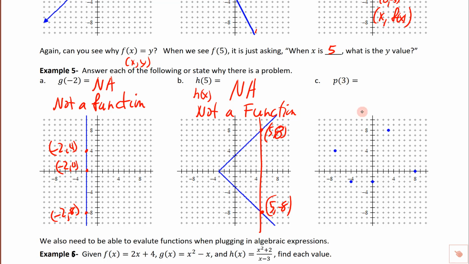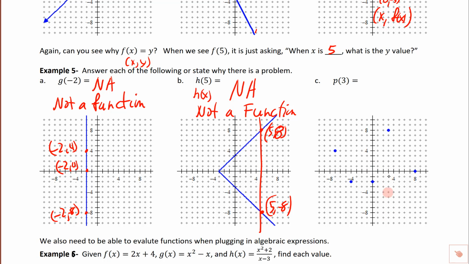Now, if we take a look at this next one, this is an interesting graph. We've got a bunch of separate points here, a bunch of discrete points in this graph. And what it says is find P of 3, new name here, P of 3. So that means we're going to go to 3 on the x-axis, and then we need to go either up or down.